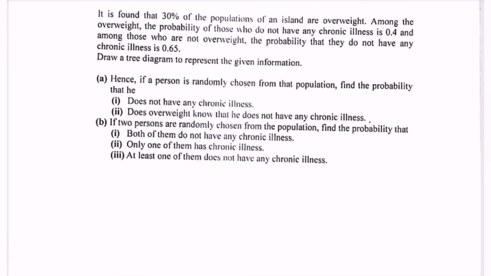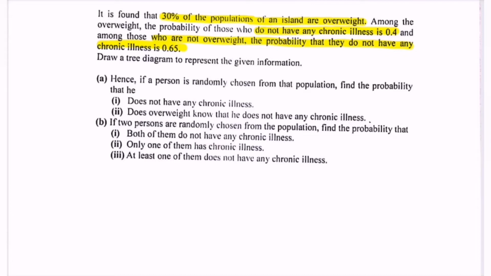Hello everyone, in this video we are going to discuss an example for probability. It is found that 30% of the population of an island are overweight. Among the overweight, the probability that those who do not have any chronic illness is 0.4. Among those who are not overweight, the probability that they do not have any chronic illness is 0.65. Draw a tree diagram to represent the given information.